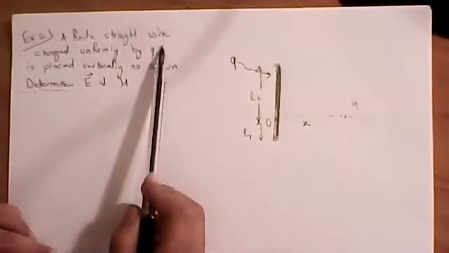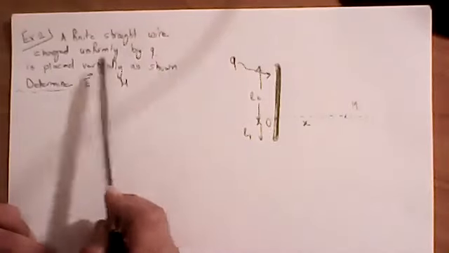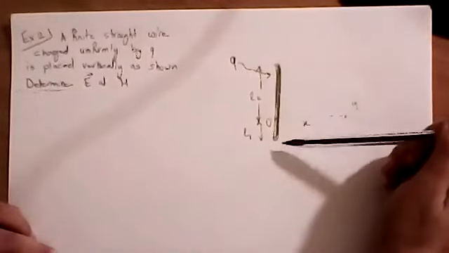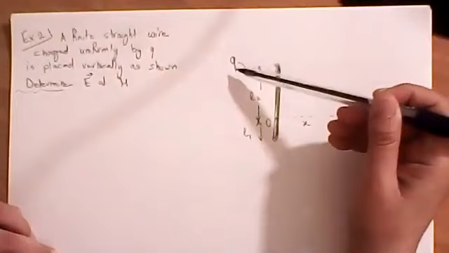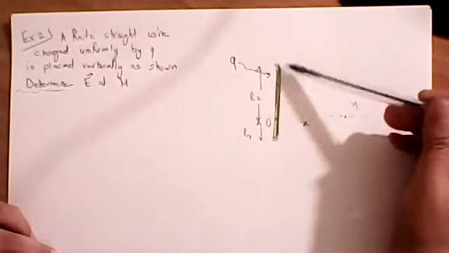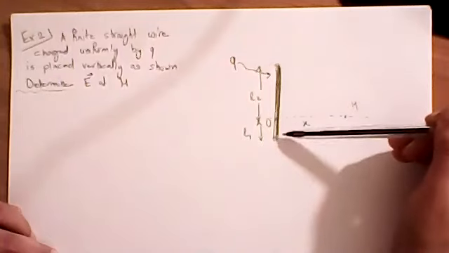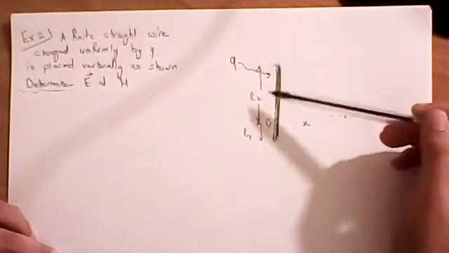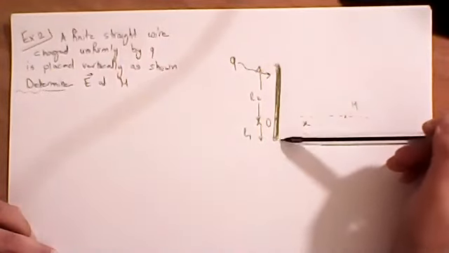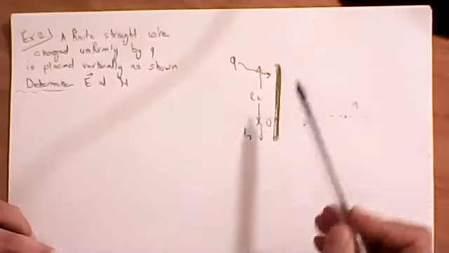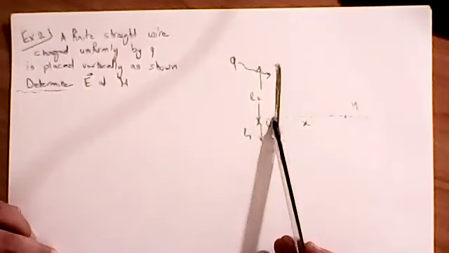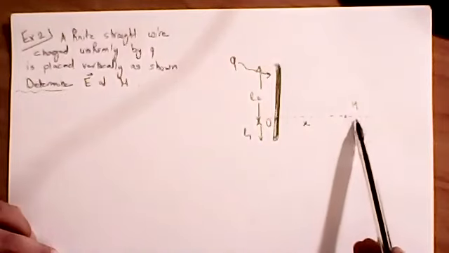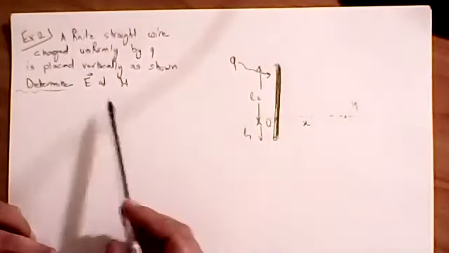It's a finite straight wire charged uniformly by Q, placed vertically as shown in the figure. So what we have is a rod charged uniformly by Q, and this rod is finite in length, meaning not infinite. It has a total length, as shown here, L1 from here to here and from here to here L2. At a distance L1 from the bottom there is a point O along the perpendicular to the rod. From O, at a particular distance X, there is a point M. I'm looking for the electric field at M.